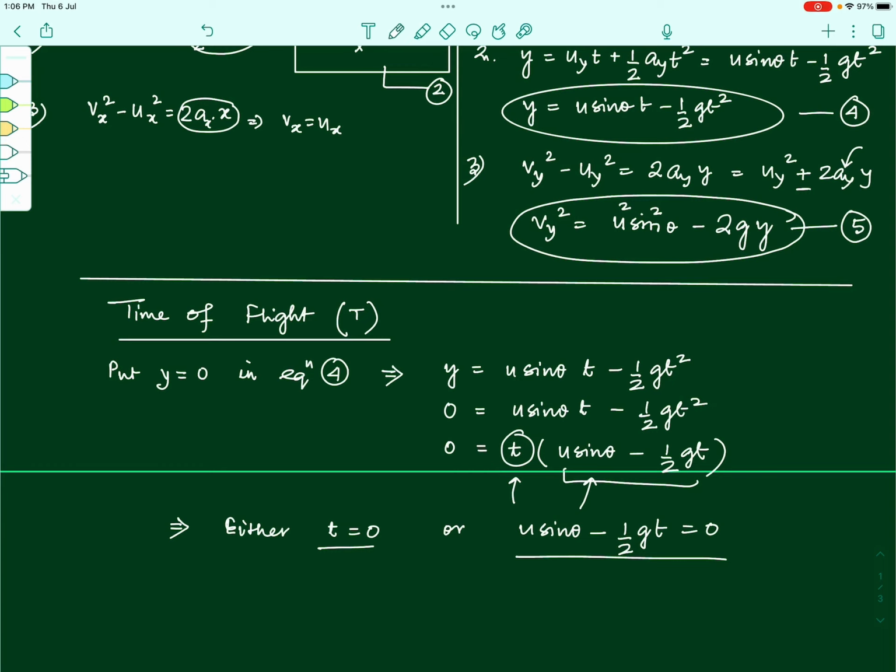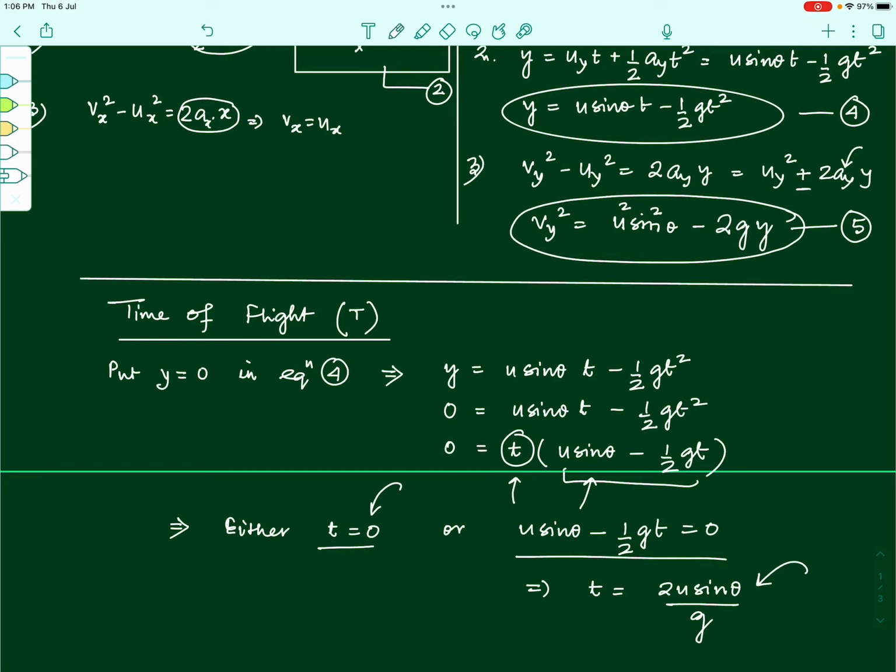So, the second equation is giving us, if you just solve this, t is equal to 2 u sin theta by g. This is the second t value that we are getting. First t value is t is equal to 0, second t value is t is equal to 2 u sin theta by g. Now, which one is our answer? Which one is the time of flight here? Let us understand both the answers.